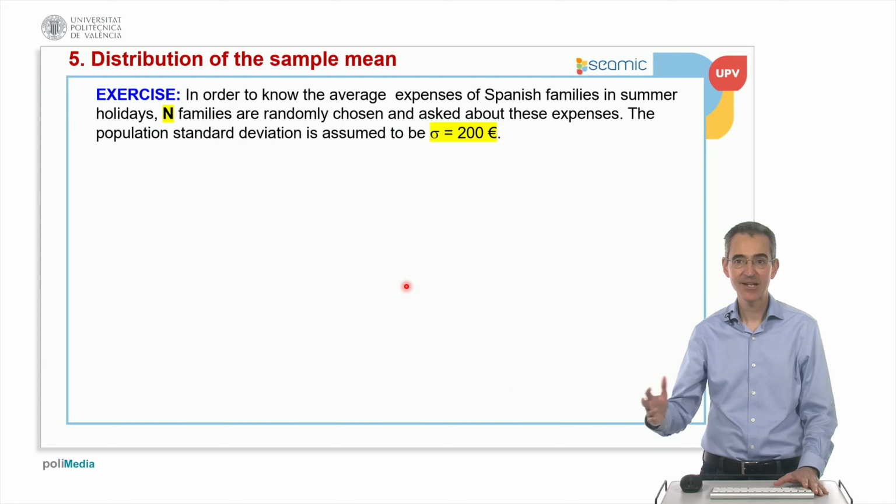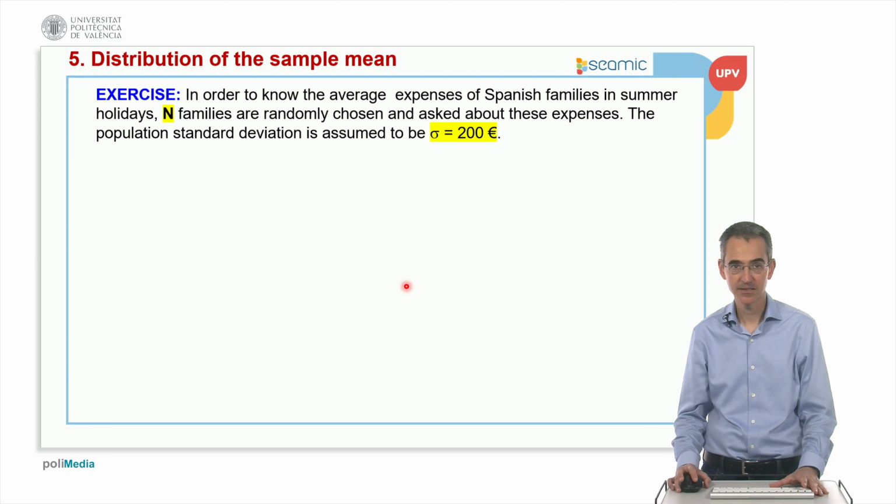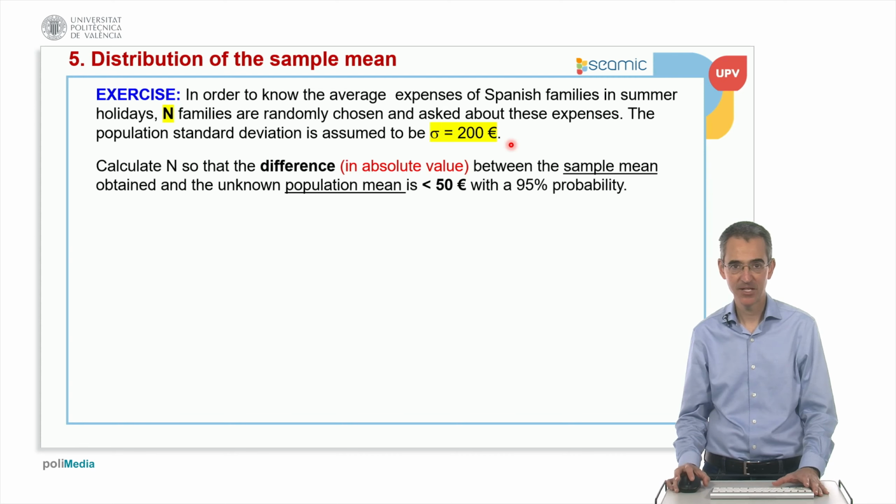Well, this is another exercise of application of these formulas. In order to know the average expenses of Spanish families in summer holidays, that is the parameter in the population that we want to estimate, we take a sample of n families randomly chosen, and then we ask them about their expenses in summer holidays. The population standard deviation is assumed to be sigma equal to 100 euros. Actually, this is like a theoretical problem because obviously it's very difficult to know in advance the real sigma in the population. But anyway, let's assume that we have that information.